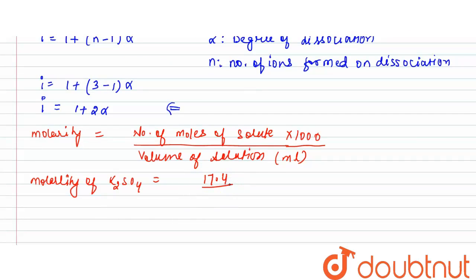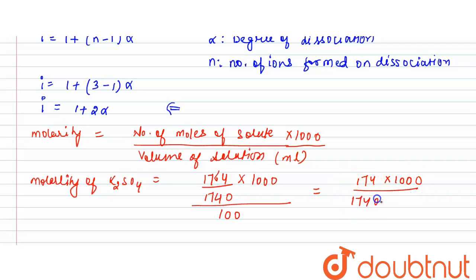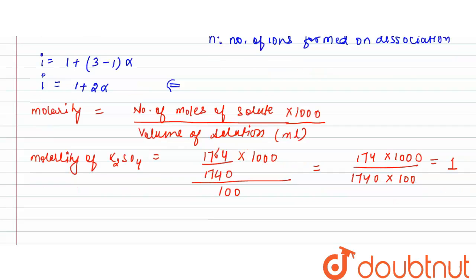And what is the molecular mass of K2SO4? The molecular mass is 174. So weight by molecular weight is the number of moles, into 1000, whole divided by the volume of the solution, which is 100 ml. So in ml you need to take. Finally from here the molarity will be 174 into 1000 divided by 1740 into 100. So from here it is 1. Molarity of K2SO4 has come out to be 1.